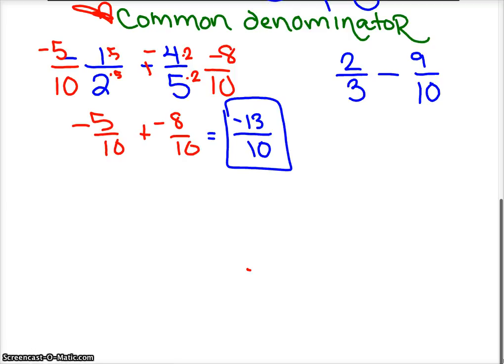Okay, last one that we do. So I'm going to turn this to plus a negative. What's the common denominator between 3 and 10? 30 it is. So I times 3 by 10. I need to times the top by 10. I times 10 by 3. I need to times the top by 3.